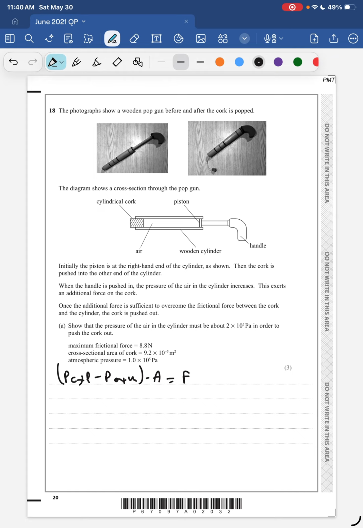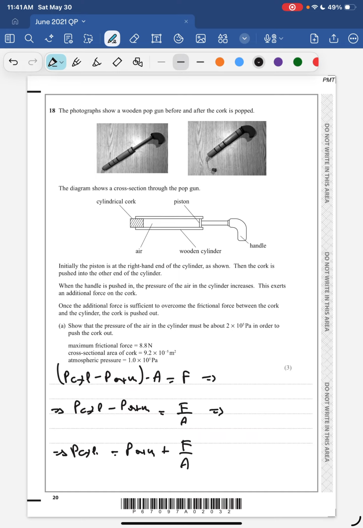Where P cylinder is when we push it, and P atmosphere is when the cork is released. I hope this makes sense. But we need to find P cylinder. So let's work this out. P cylinder minus P atmospheric when the cork is pushed out is F over A, where F is the frictional force. So P cylinder is P atmospheric plus F over A. Okay, so let's plug in numbers.